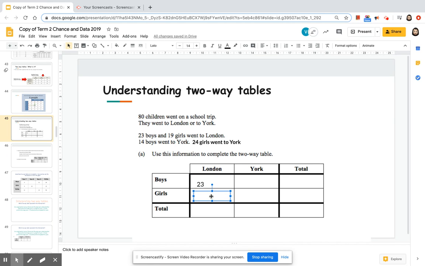If I go down the column, I'm now in the girls row. And I need to find out how many girls went to London. And my information tells me that that is 19.